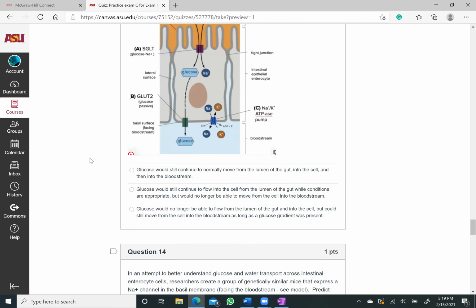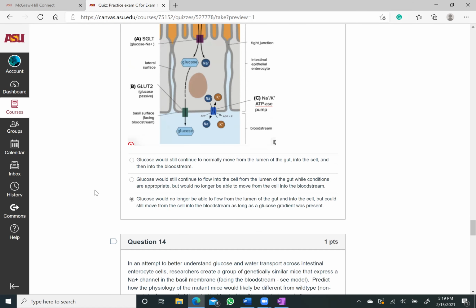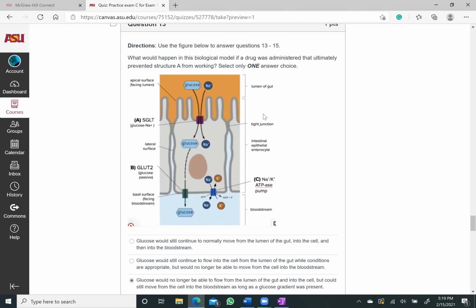So basically on this one, glucose would no longer be able to flow from the lumen. Okay, so if we stop structure A from working, structure A brings glucose into the cell, and it also brings sodium in. So if we stop that from happening, there's going to be less glucose in the cell. And then that's going to ruin the concentration gradient. So then glucose won't leave into the bloodstream. And that's basically how that domino effect will apply to the bloodstream.